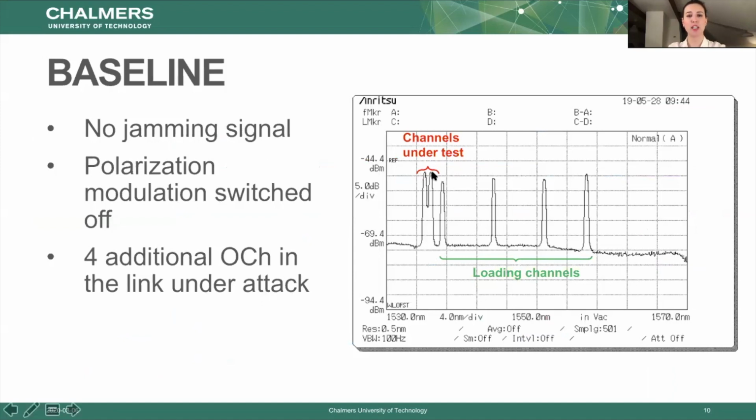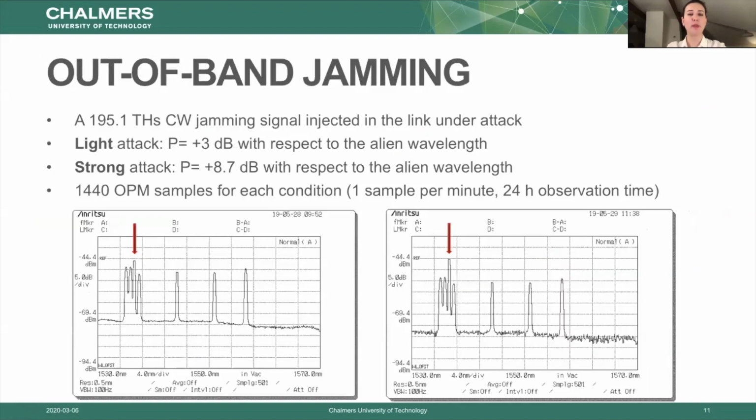So we have 2 channels under test, and we have 4 loading channels to have realistic loading conditions. When out-of-band jamming is performed, we insert a harmful signal that is separated in spectrum from the 2 channels under test, and we then tune the power level of this signal to emulate a lighter and a stronger attack intensity. And we collect the data over a 24-hour observation time period. Every minute we collect 1 sample.